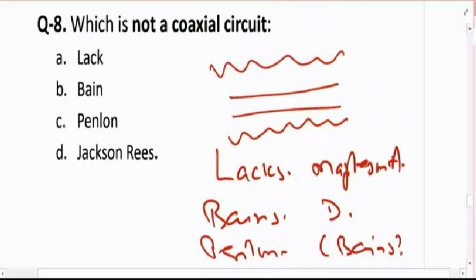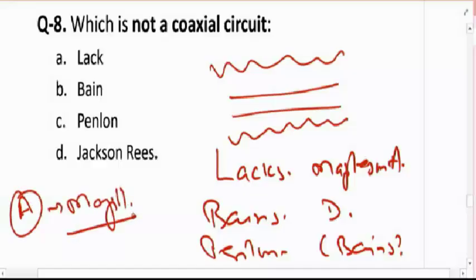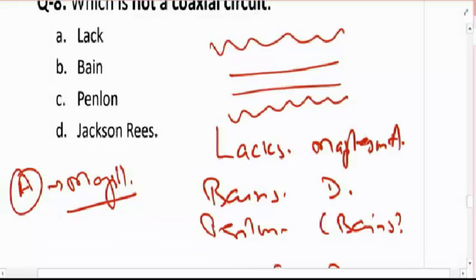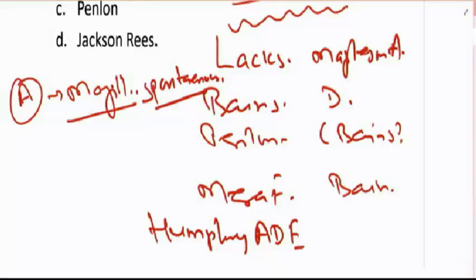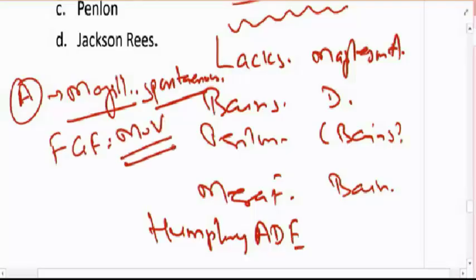Now, as far as the circuits are concerned, Mapleson A is also known as McGill circuit. This circuit is best for spontaneous ventilation. When the patient is breathing on its own, this circuit should be used. The fresh gas flow is equal to the minute volume of the patient.